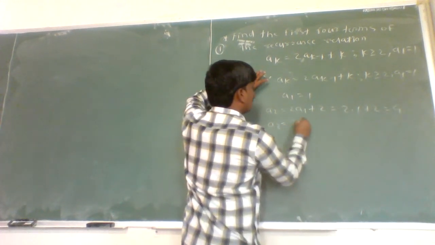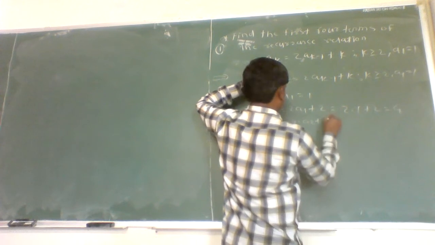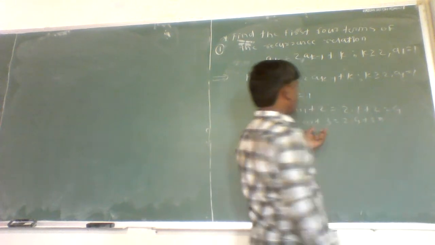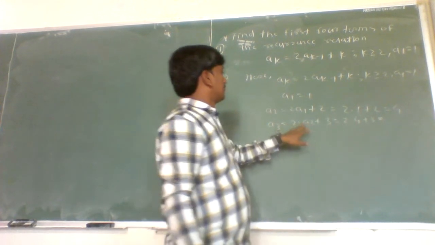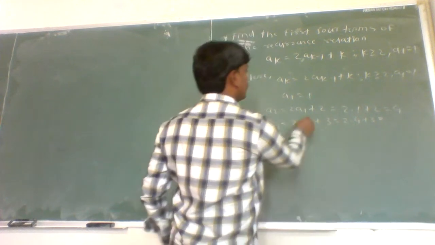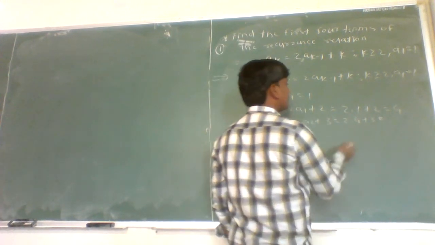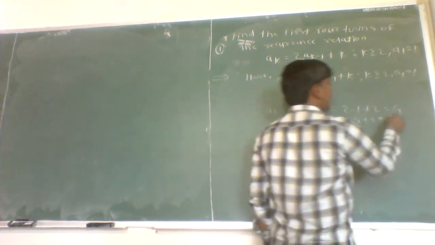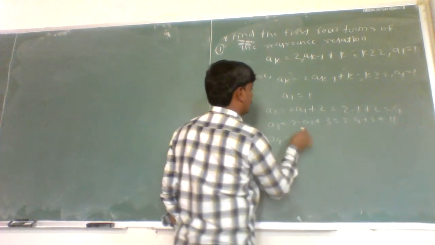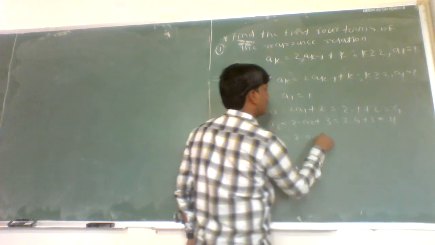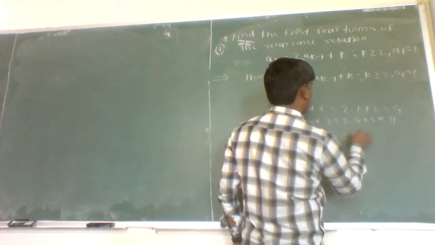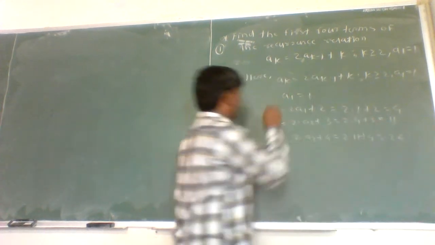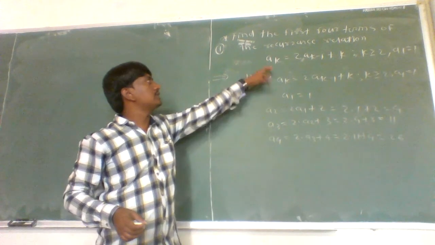Similarly, a3 is nothing but 2 times a2 plus 3, which is equal to 2 times 4 plus 3. 2 into 4 is 8, 8 plus 3 is 11. Similarly, a4 is equal to 2 into a3 plus 4, equal to 2 times 11 plus 4. 11 into 2 is 22, 22 plus 4 is 26. Therefore, a1, a2, a3, a4 are the first four terms of the sequence.